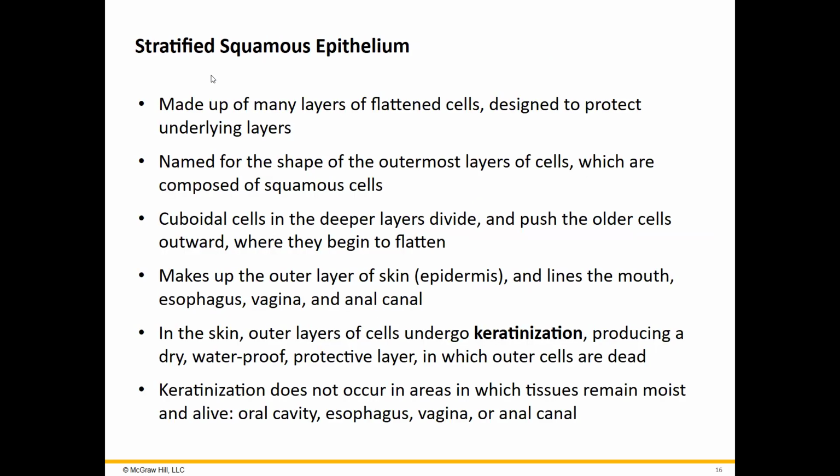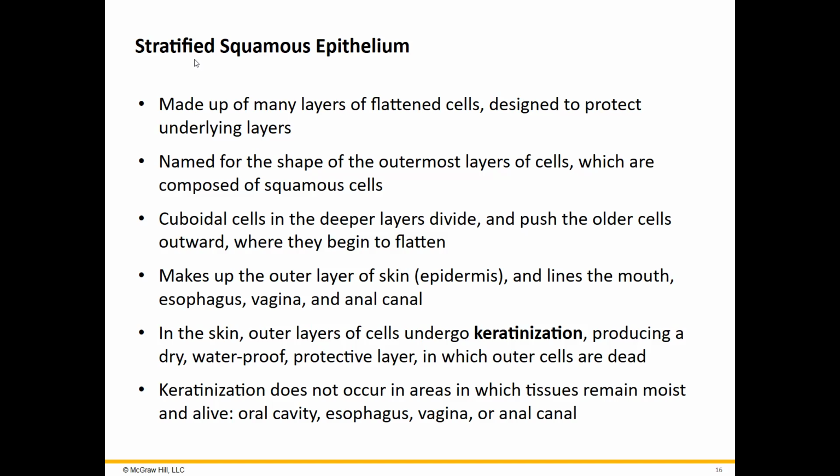Again, it's what it looks like. Stratified squamous. Okay, stratified, multiple layers. Squamous, still those thin cells. Epithelium, we're talking about skin. So what's the definition? Many layers of flattened cells. Okay, because it's many layers, it protects underlying stuff. It's named because of the shape of the outermost cell.